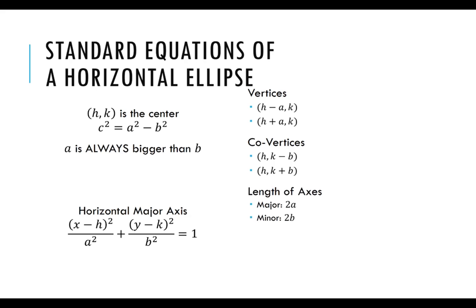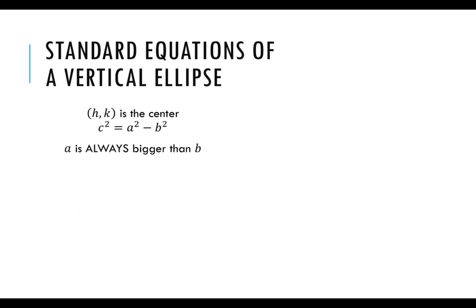Then for the length of the axes, the major axis is 2 times a, and the minor axis length is 2 times b. Then the foci can be found by finding c, where c squared is equal to a squared minus b squared, and that's going to be a little bit to the left of the center, a distance of c, and a little bit to the right of the center, a distance of c.